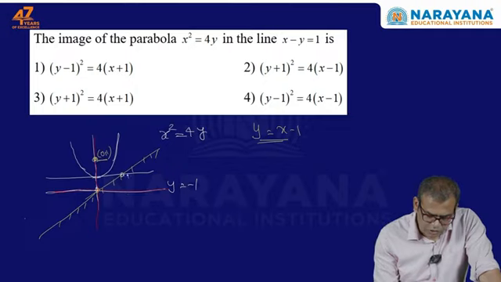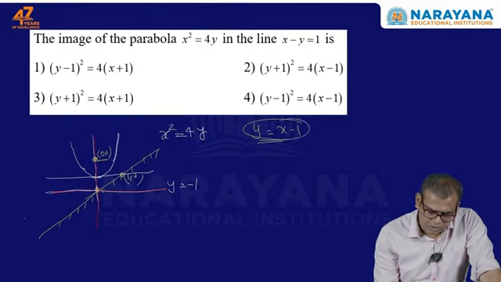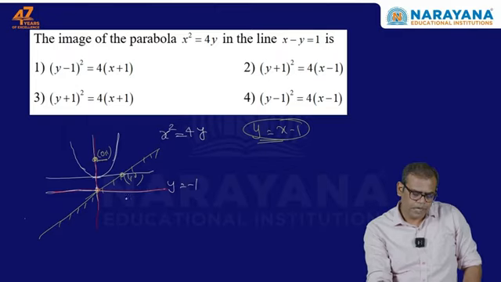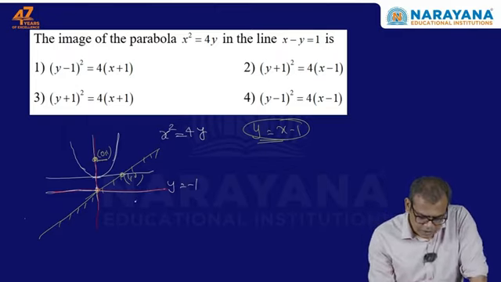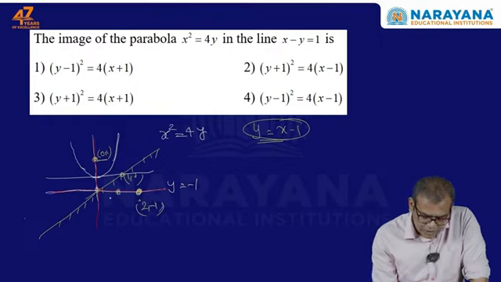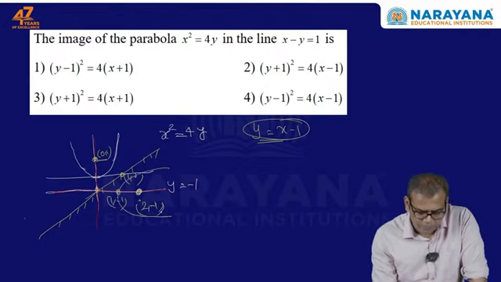So this point is 1 comma 0, because the slope of the mirror is +1. So the line joining object and image will have slope -1. So it will come here. The point 2 comma -1 will be the focus. 2 comma -1, so it will come on this point. So the vertex will come here, 1 comma -1. So this kind of parabola will come, right?